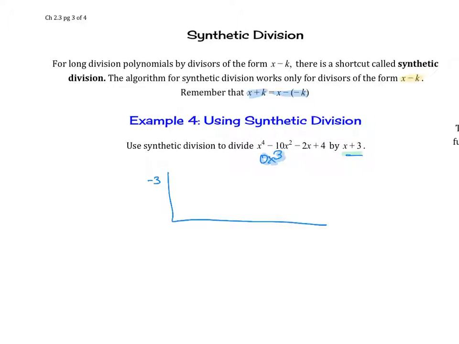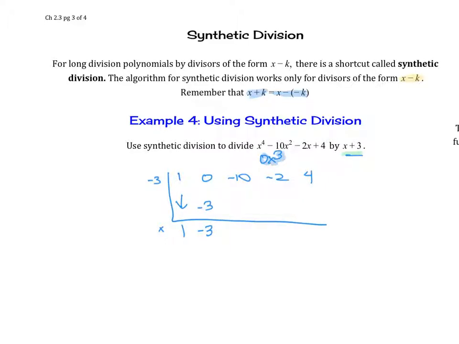Then we write the coefficients of our terms. So x to the fourth is 1, 0, negative 10, negative 2, and 4. The first step is you bring down that first value. Don't do anything with it, just bring it down. Then you multiply. Negative 3 times 1 is negative 3, so you put it up here. Then you add. 0 minus 3 is negative 3.